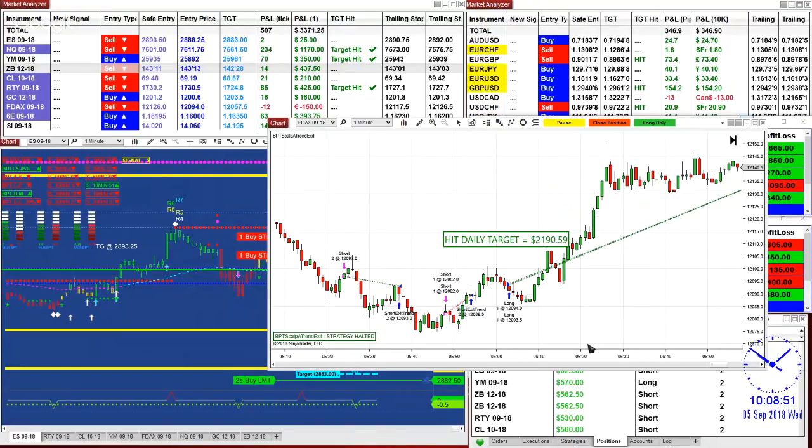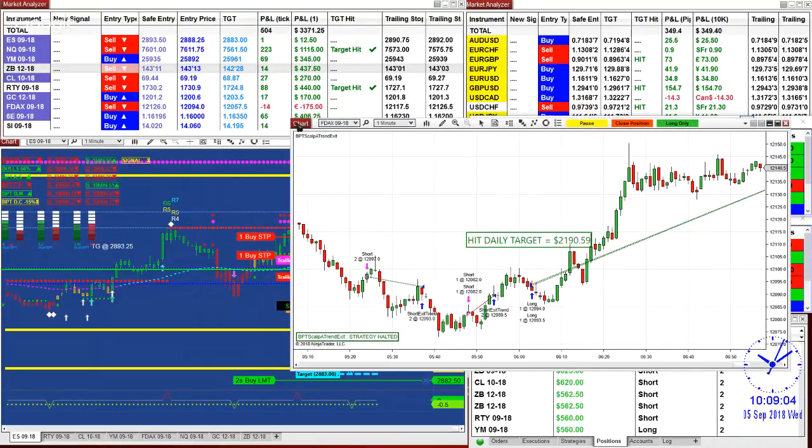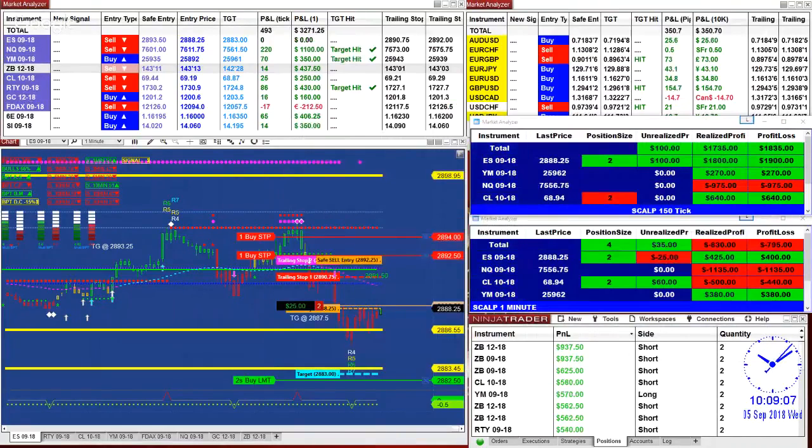The whole idea on the DAX is to make a budget. Once the DAX hits a couple $1,000, you should stop. In other words, once you hit your daily target, let me retract a little bit from this one here.